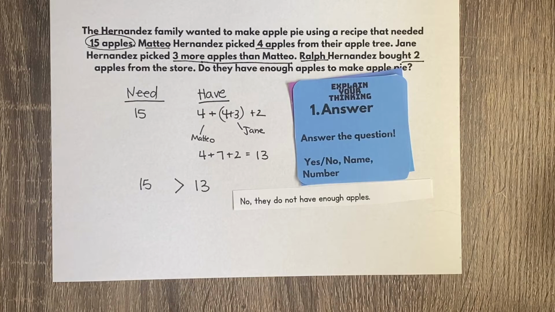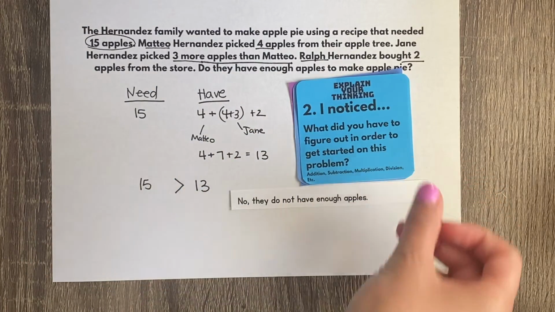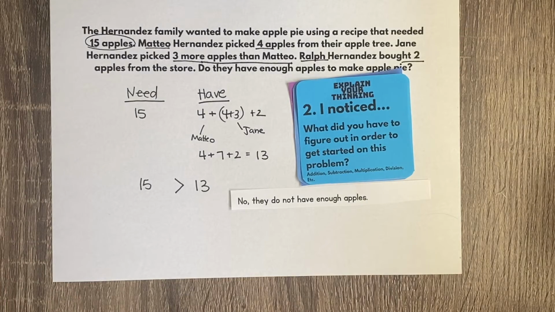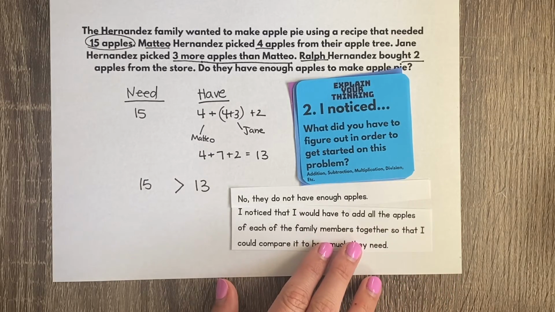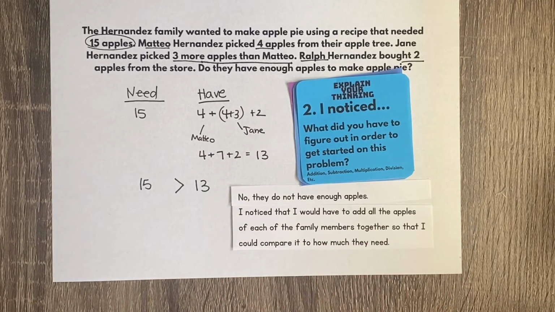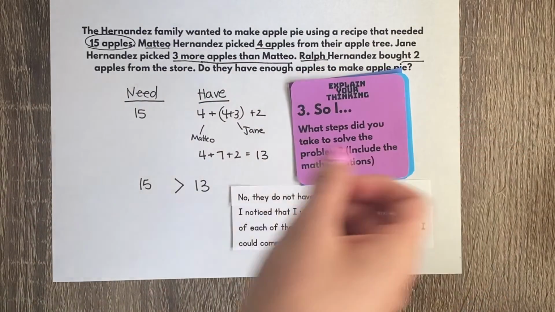So simple. Done. Step 2. I noticed. What did you have to figure out in order to get this problem started? Was it addition? Was it subtraction? Multiplication? Was it division? Well, in this one I noticed addition. So I noticed that I would have to add all the apples to each of the family members so that I could compare it to how much they need. Done. Beautiful.